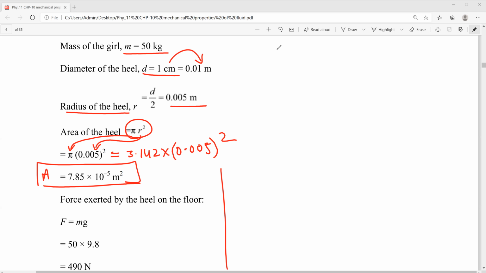By using area, we can calculate the force exerted by the heel on the floor. That is calculated by using force equal to m into g. Mass is substituted as 50 and g is substituted as 9.8. After simplification, we got force F equal to 490 Newton. So we calculated area and we calculated force, and by using these, next we have to calculate the pressure.